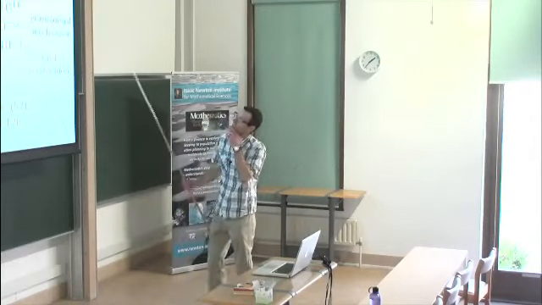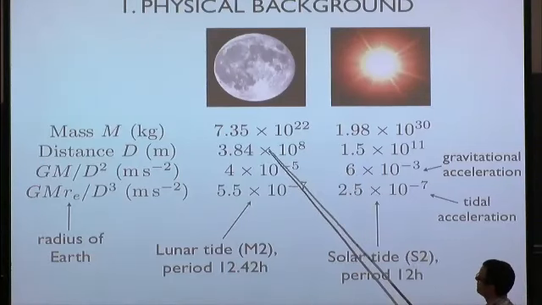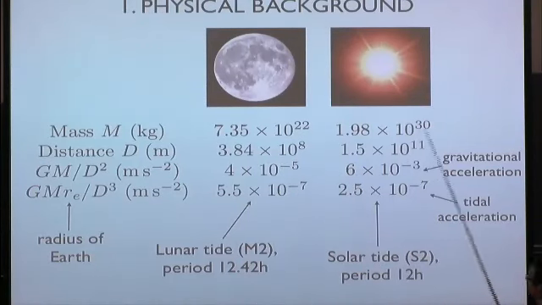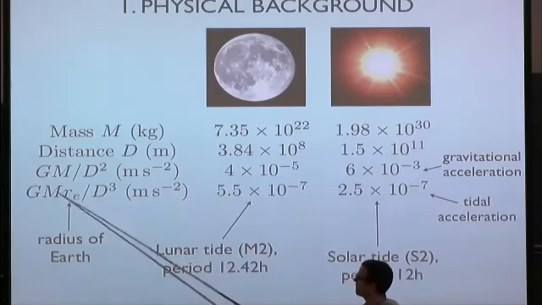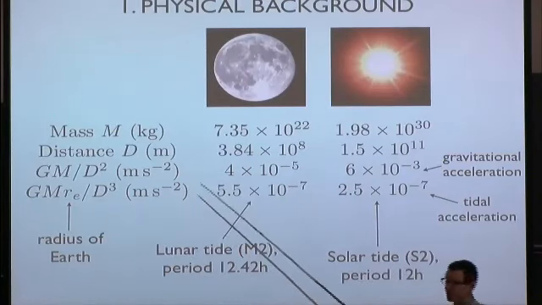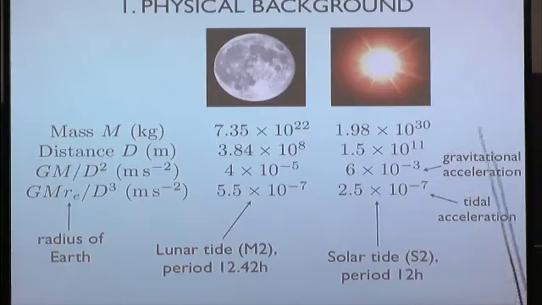So physical background then, of course, everything starts with the sun and the moon, which I hope you recognize. The sun, of course, is much bigger than the moon, but the moon is much closer to the Earth than the sun. And for tides, the relevant combination is mass divided by distance cubed, and it happens that the moon wins over the sun by a factor of 2 in terms of tidal forcing.